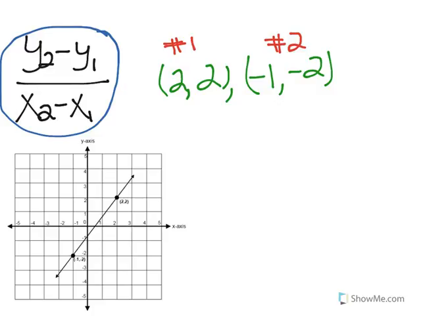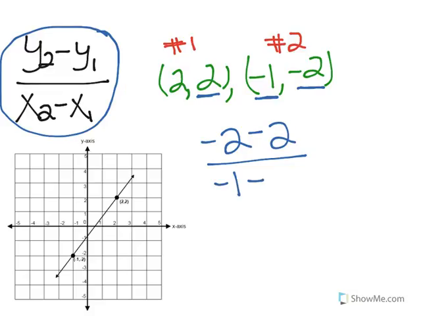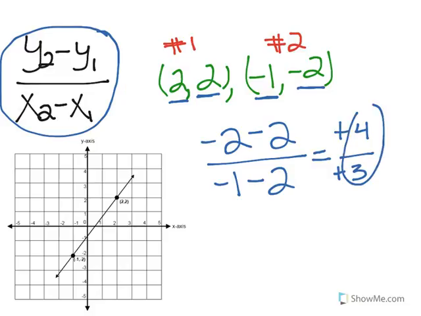So going ahead and plugging in this information, our y2, we're going to get the y coordinate from our second point, so that's -2. Minus y1, which is 2, over x2, which is -1, minus x1, which is 2. And then simplifying this, -2 minus 2 is -4, over -1 minus 2 is -3. So a negative divided by a negative cancels out, so our slope is positive 4/3.